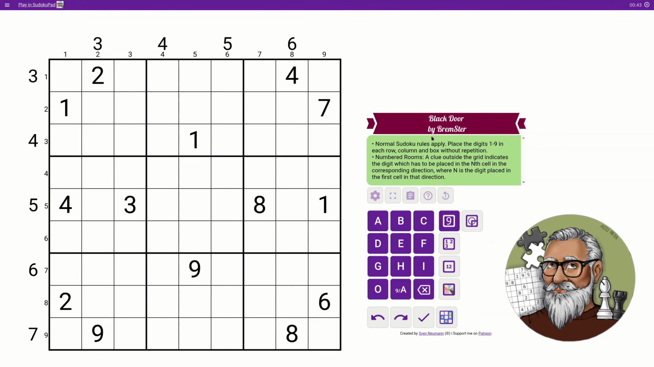Let's read the rules. Normal Sudoku rules apply. Place the digits 1 to 9 in each row, column, and box without repetition. Numbered rooms. A clue outside the grid indicates the digit which has to be placed in the nth cell in the corresponding direction, where n is the digit placed in the first cell in that direction.